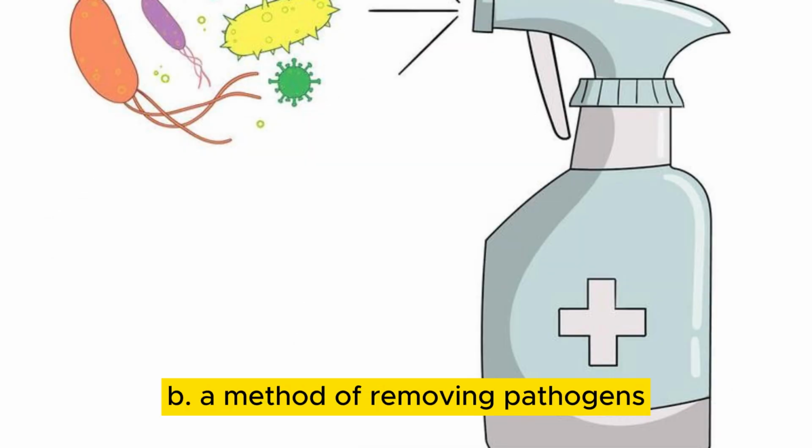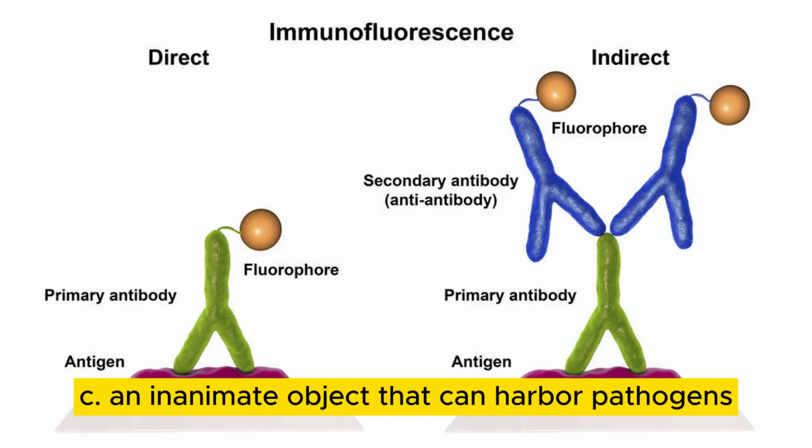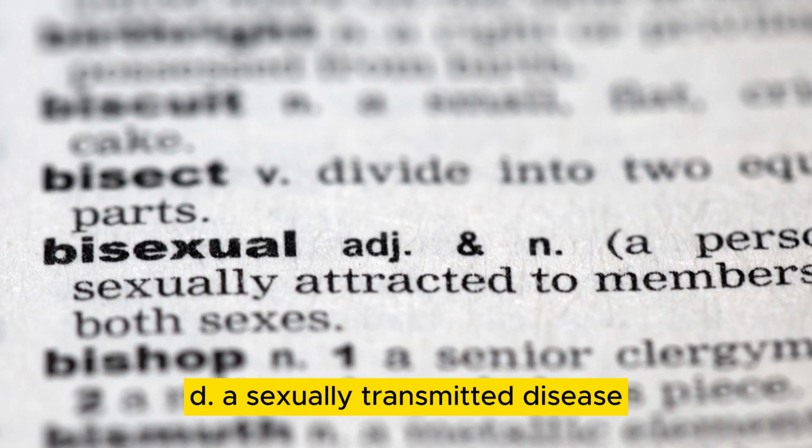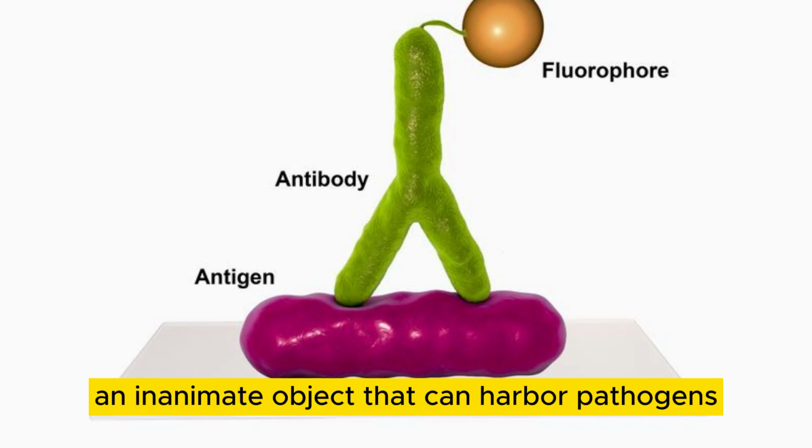A fomite is A. an animal or insect that can transmit disease. B. A method of removing pathogens. C. An inanimate object that can harbor pathogens. D. A sexually transmitted disease. Answer: An inanimate object that can harbor pathogens.